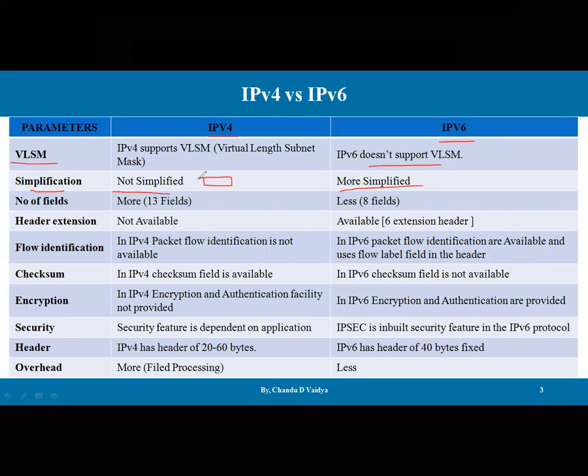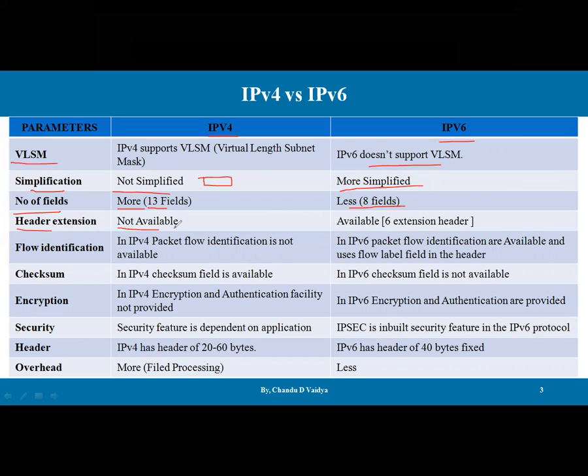Okay, some fields are removed. In IP version 4 there are 12 to 13 fields available, that is more fields, whereas in IP version 6 only 8 fields are available. Few fields are removed and some fields are renamed. Then header extension: header extension is not available in IP version 4.